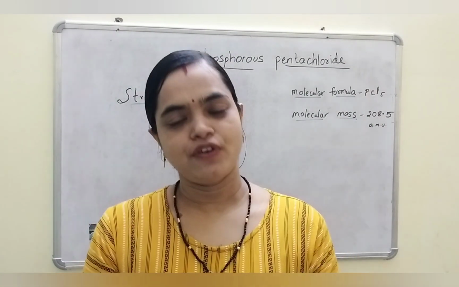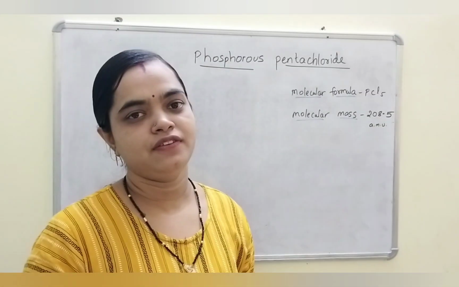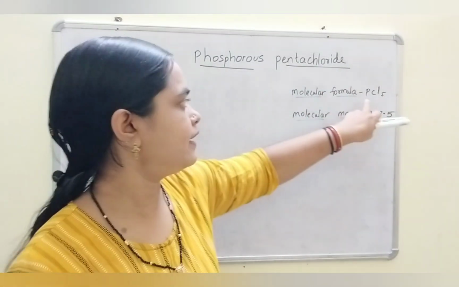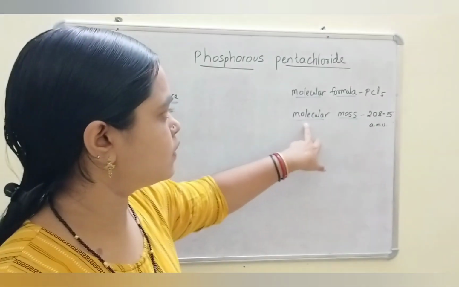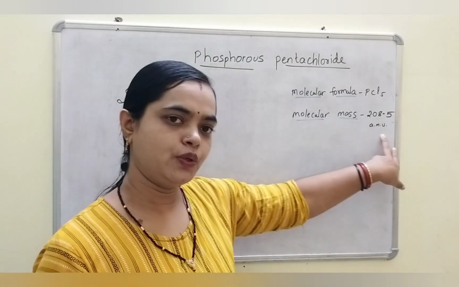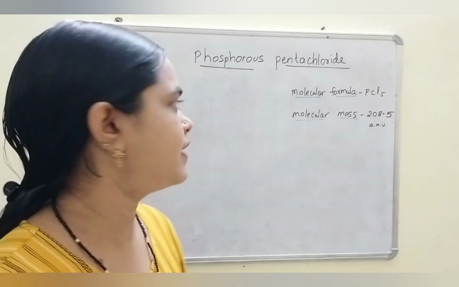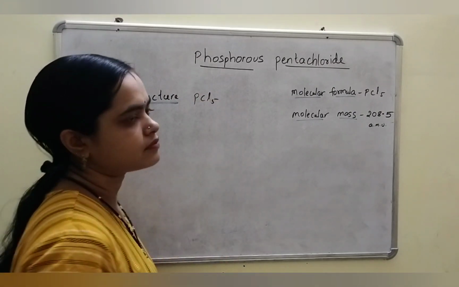Today our topic is phosphorus pentachloride. The molecular formula is PCl5, means phosphorus along with 5 chlorines, pentachloride, and the molecular mass of phosphorus pentachloride is 208.5 atomic mass units. So let's begin the topic with the structure of PCl5, that is phosphorus pentachloride structure.